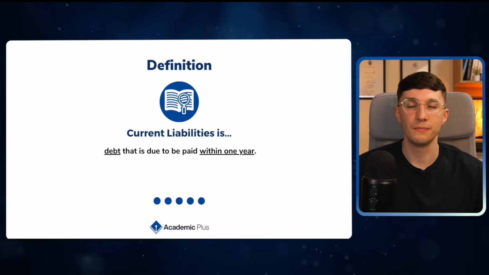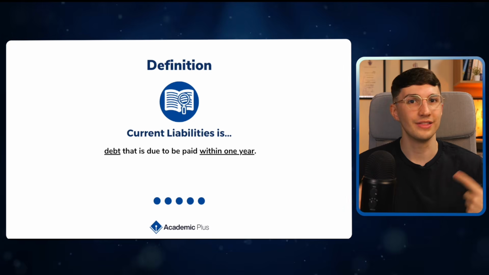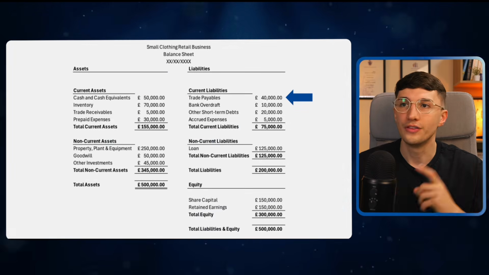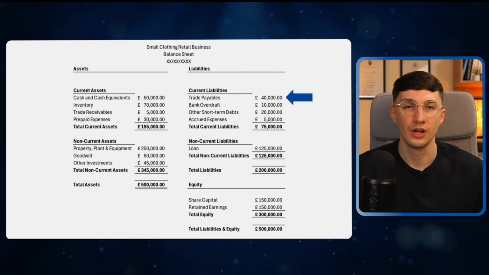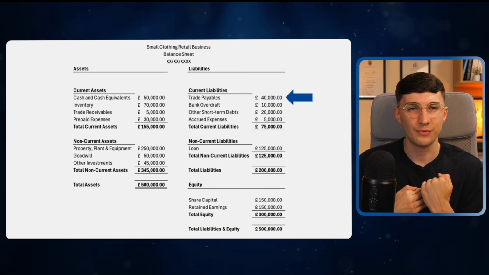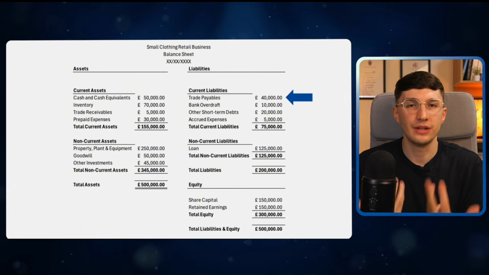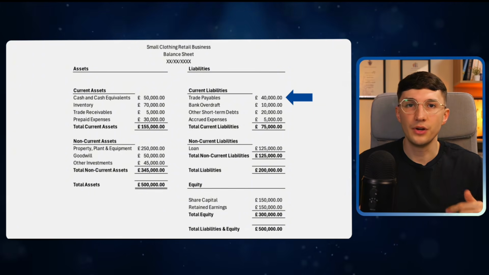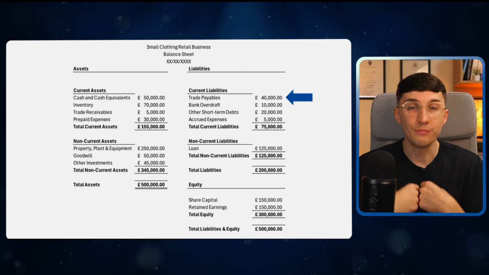Current within 12 months, put them together, is any debt that the business owes within the next 12 months. So the different types of current liabilities we have, first of all, is trade payables. Now remember, trade receivables is the money we're waiting to receive from our customers. But when we think about trade payables as a debt that we owe in the next 12 months, well, this now is any money that we owe our creditors or our suppliers for goods that we've bought on credit.